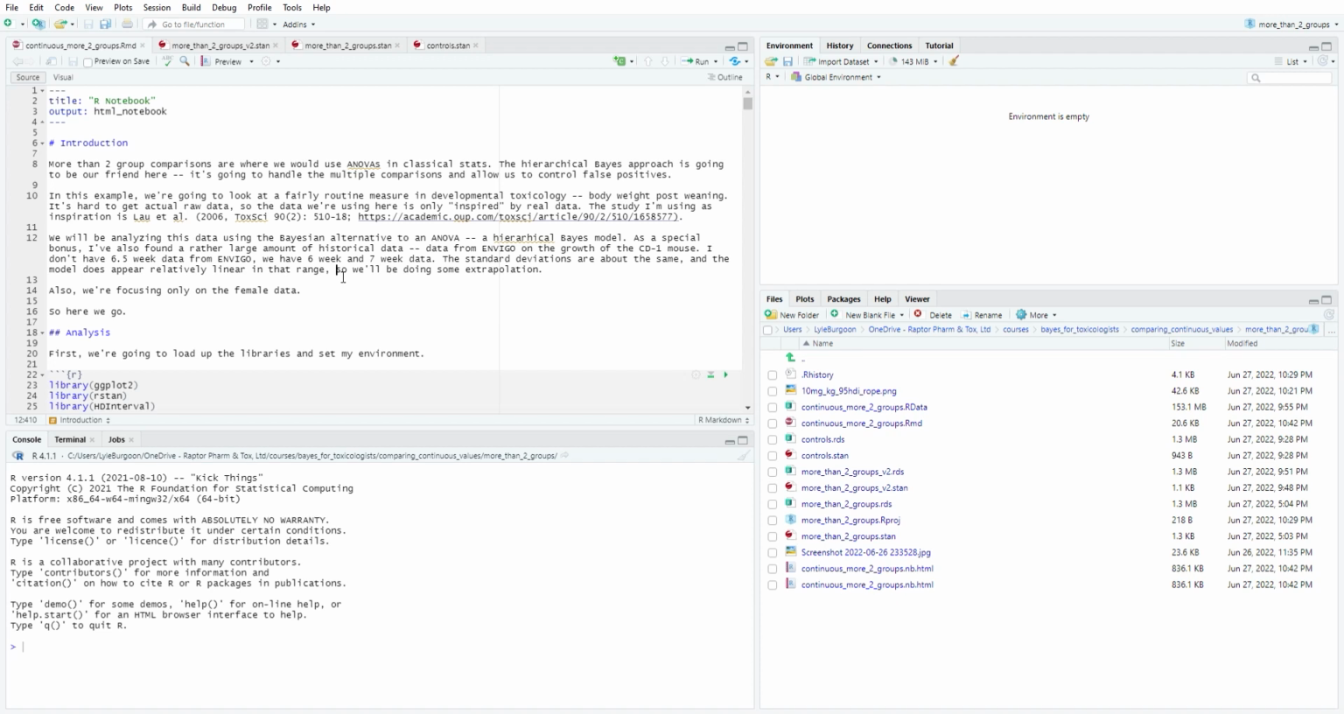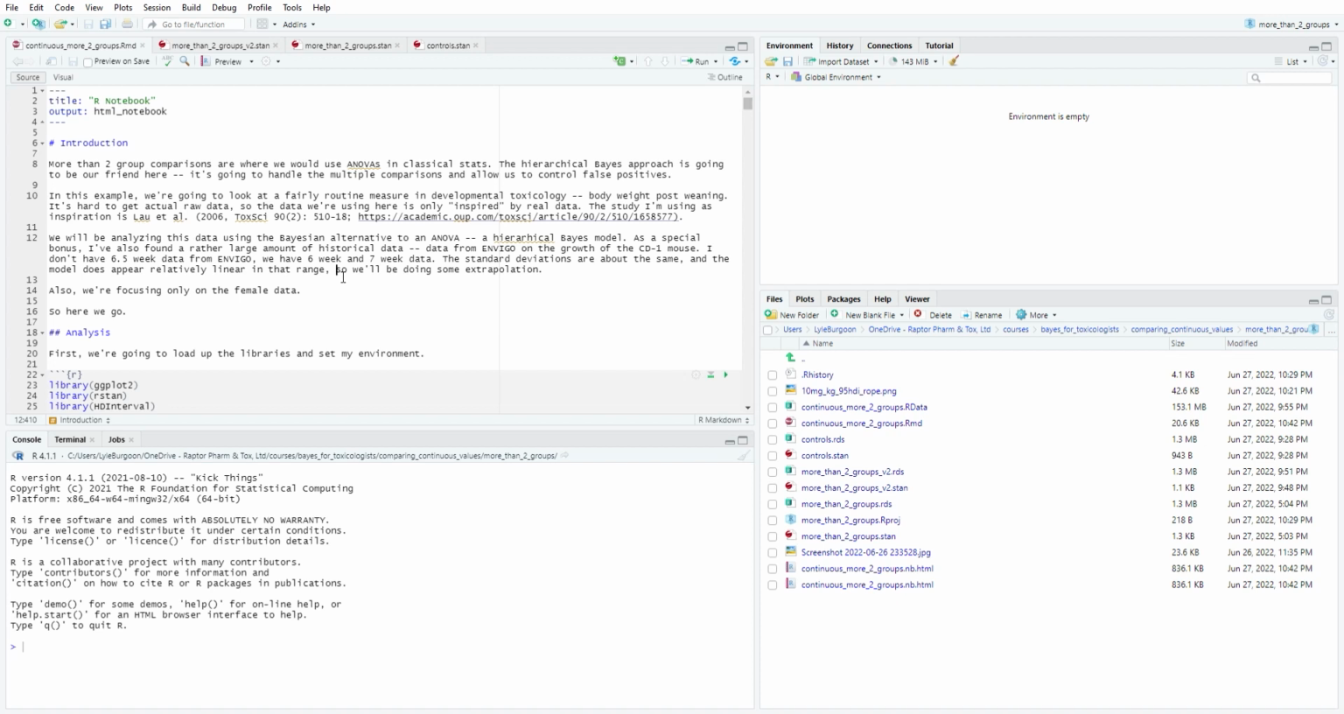The study that we're looking at in particular is Lau et al., published in 2006 in Toxicological Sciences. And there's a link in the reference to the paper if you'd like to go grab it and look at it for yourself. As I said, we'll be using the hierarchical Bayes model to go through and do our comparisons. Again, these comparisons are all going to be back against the control.